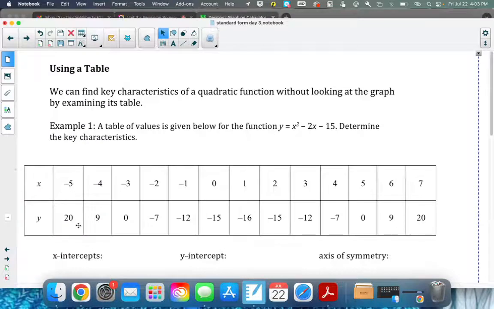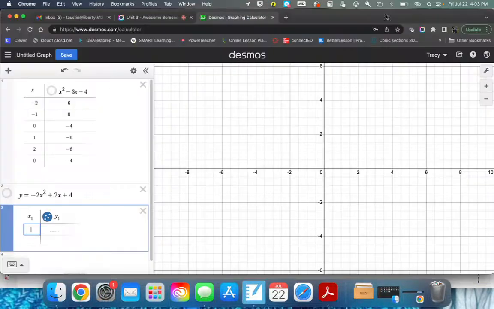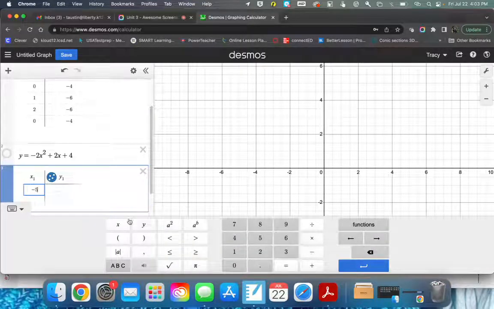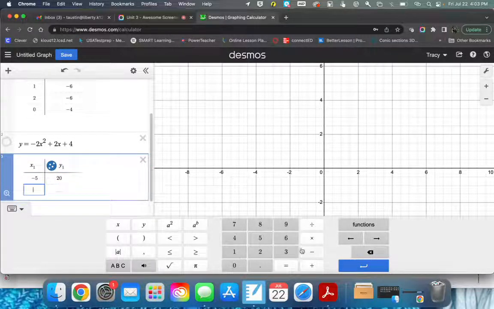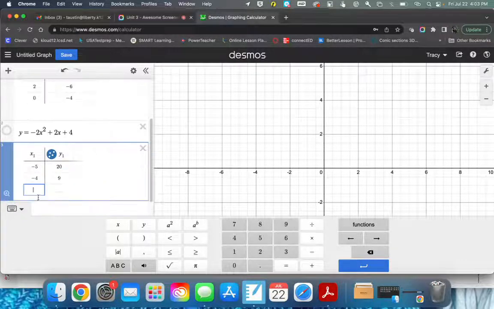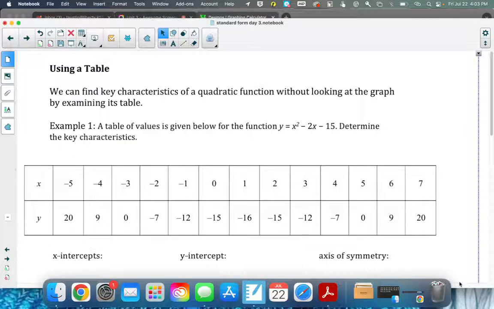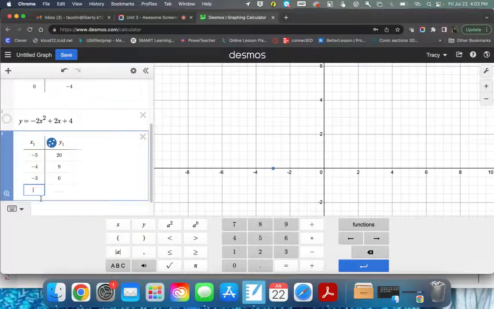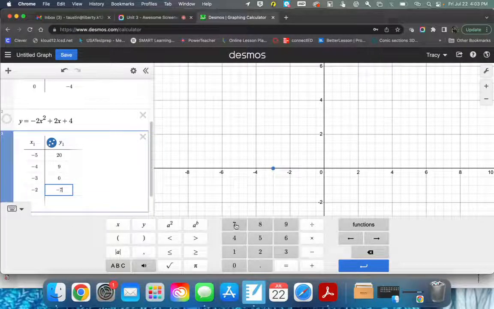Okay, so -5, 20 and -4, 9 are my first 2 points. So you just type in from your keyboard -5, 20 and just click underneath of that, -4, 9, and click under that and just keep adding your points. So -3, 0, -2, -7.